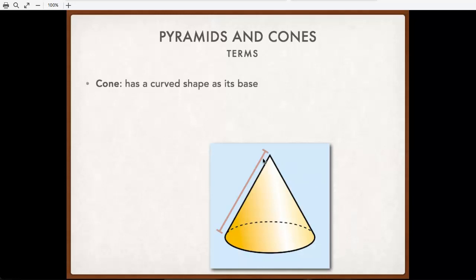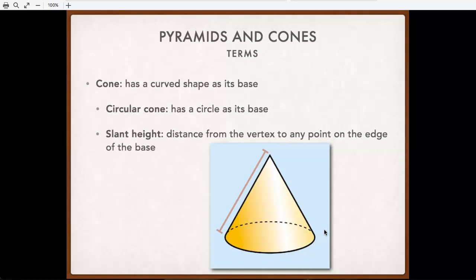For cones, a cone is like a pyramid, except that its base is a curved shape. We'll primarily be dealing with, actually exclusively, circular cones where the base is a circle. And for cones, we don't have lateral faces because it's smooth there, so instead we talk about this distance, the slant height, which is the distance along this slant from the vertex to any point on the edge of the base. It'll always be the same since this is a circle here, so the distance is always the same.